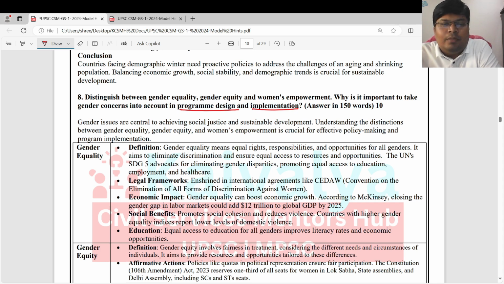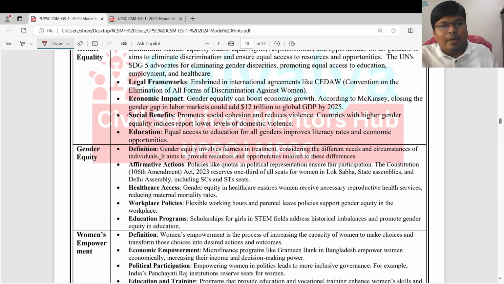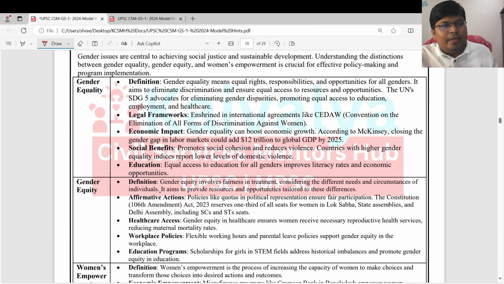Now, the second part of the question, you can say that it has interlinkages with GS2, meaning the social justice part, where the policy formulation point comes. Again, in the introduction, you can just establish interlinkages between these keywords. In a separate part, you need to define gender equality, meaning equality in all genders, for women, men, and the third gender itself.